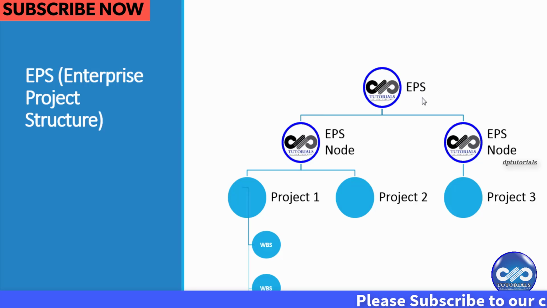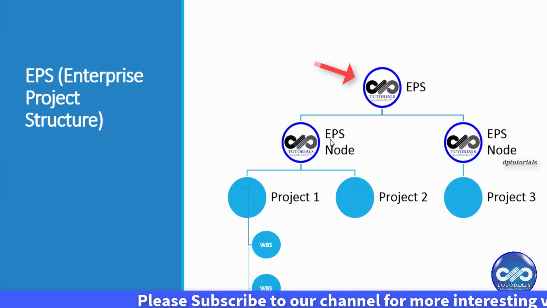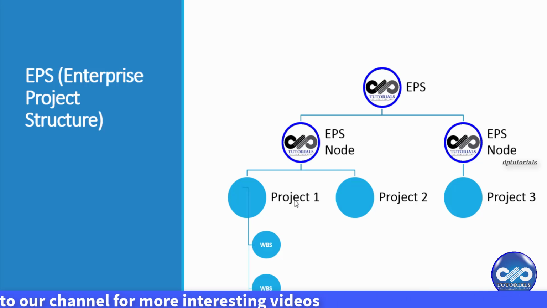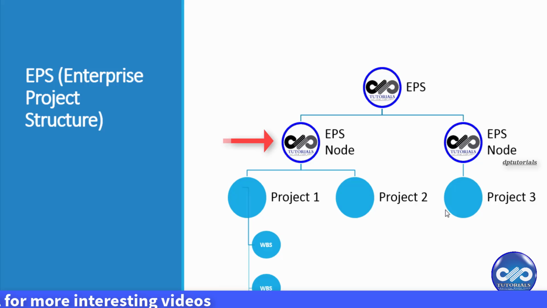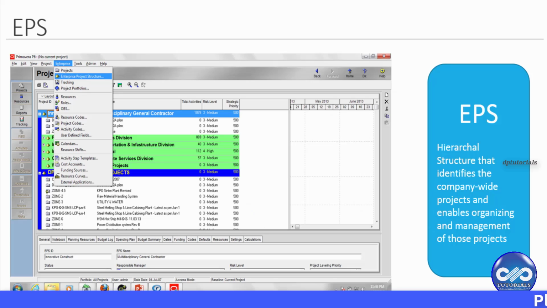Here, if you could see EPS, suppose my company name is EPS and there are two different EPS nodes. Thereby, it is getting divided into two different projects, and each project will be further divided into WBS.